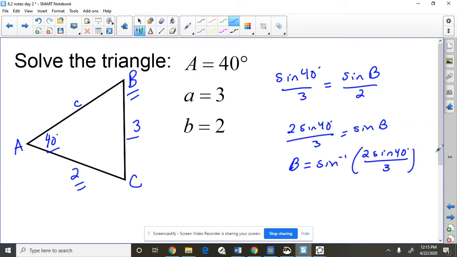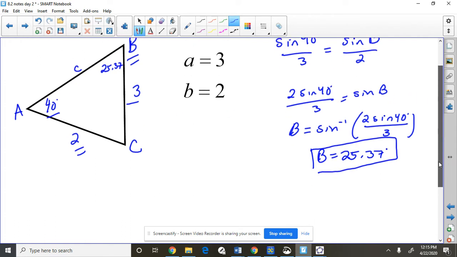When you go to your calculator, the value for that angle is 25.37. So we have a triangle where A is 40 and B is 25.37. And then we could go and find angle C.